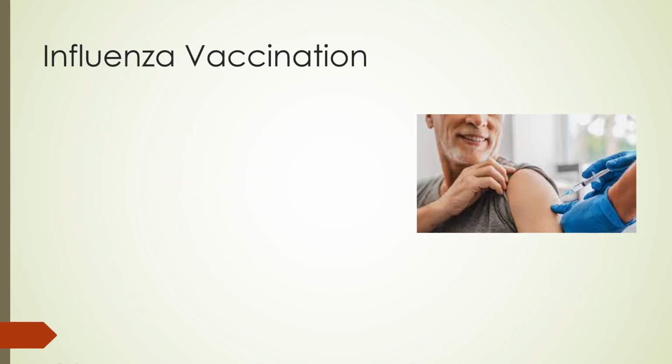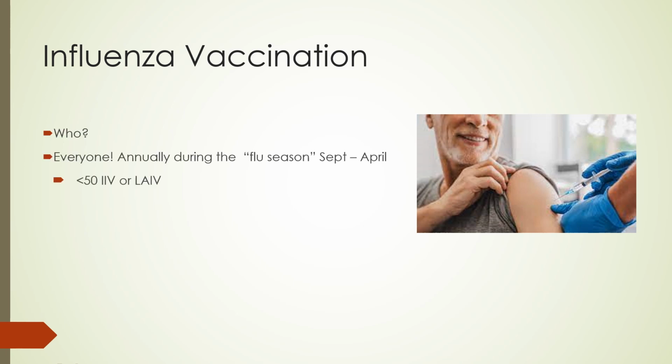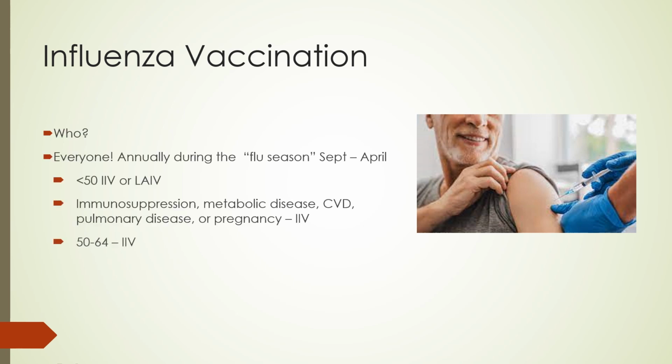So who should receive the influenza vaccine? That's pretty much everybody, and it's given annually during the flu season between September and April. As you can see here, for less than 50, we give inactivated. Immunosuppression and pregnancy, we give inactivated. 50 to 64, we give inactivated. And over 64, we give inactivated. So pretty much everyone's getting inactivated in the United States.